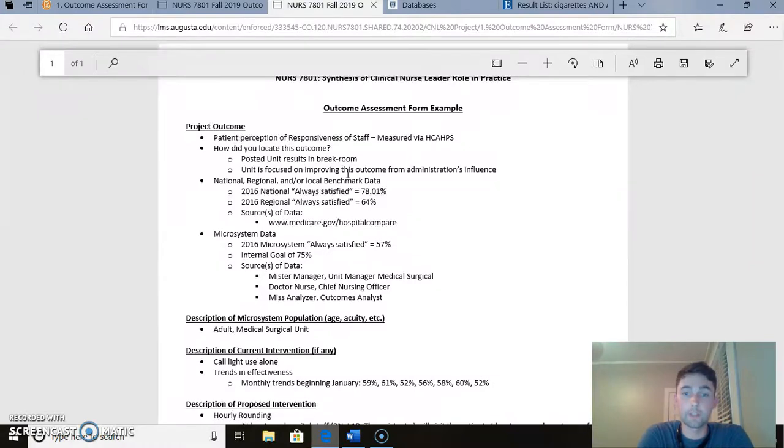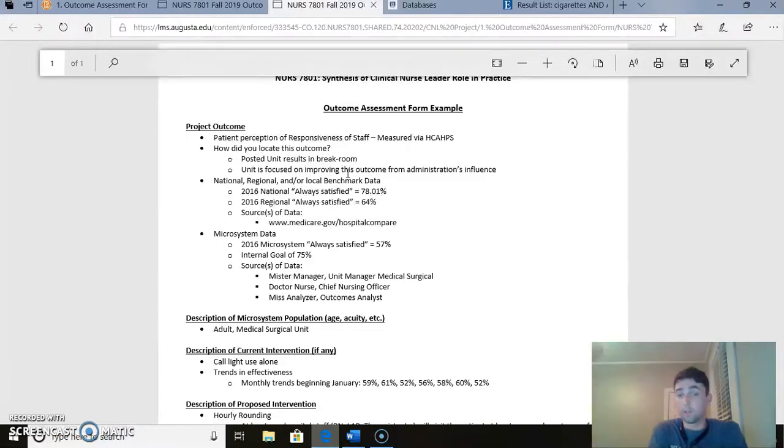only 57% of their patient population said they were always satisfied with responsiveness of nursing staff. Whereas national information showed 78%, and regional information showed 64% of the same benchmark. That just means that AU is far beneath. So AU needs to improve.